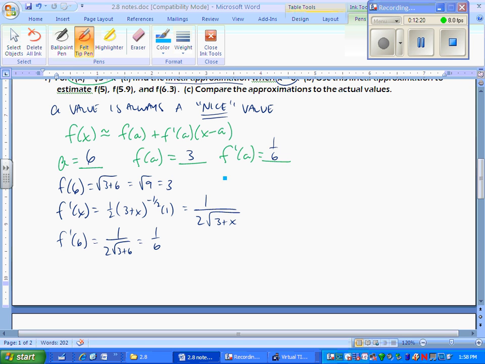So we have the three things we need to write this linear approximation equation. F of x is approximately equal to f of a, which we got was 3, plus the derivative of f at a, which is 1/6, times x minus a.